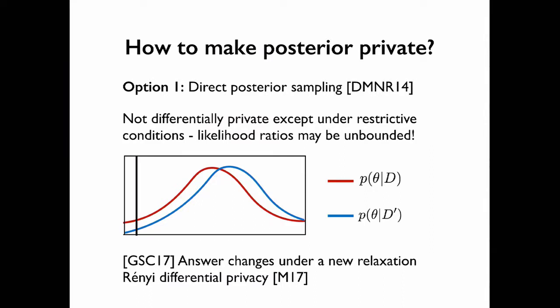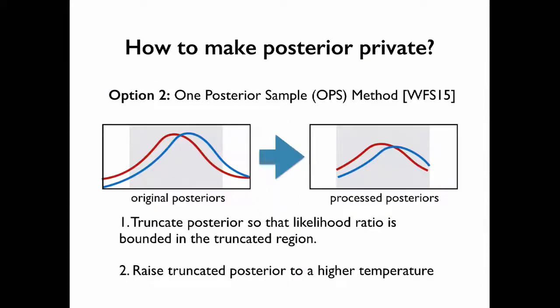A slight plug: the answer changes a fair bit under a new relaxation called Renyi differential privacy. This is a paper that we have in this year's NIPS, so if you're interested, you can go check out our poster. Okay, so direct sampling doesn't often work.